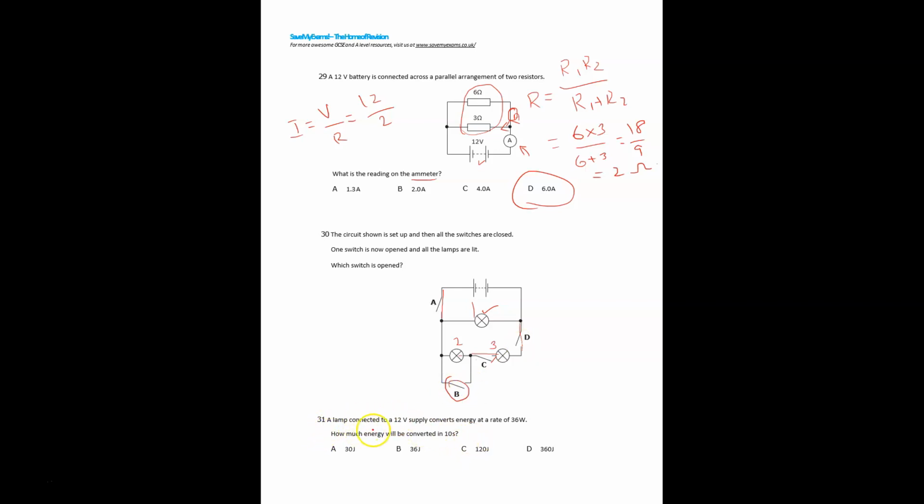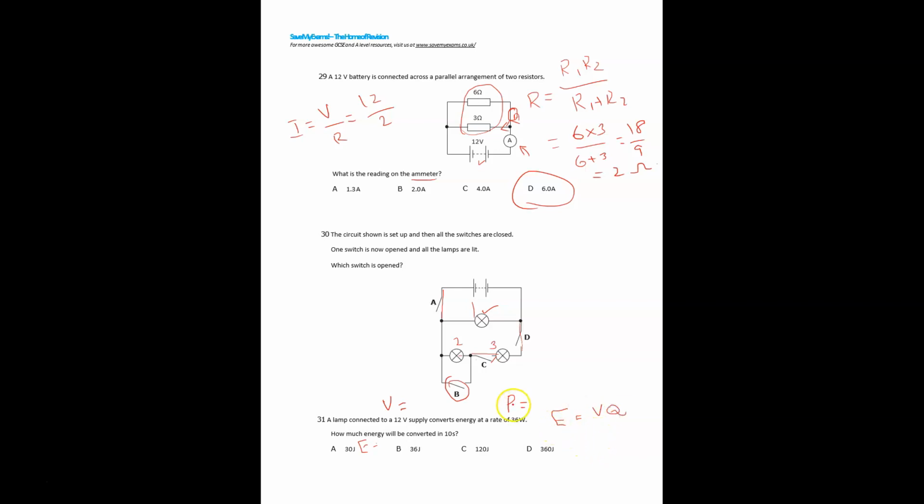Next question. A lamp is connected to 12 volts. So the voltage is 12 and the power is 36. And how much energy? E is equal to question mark. So what is the formula? E is equal to VQ.